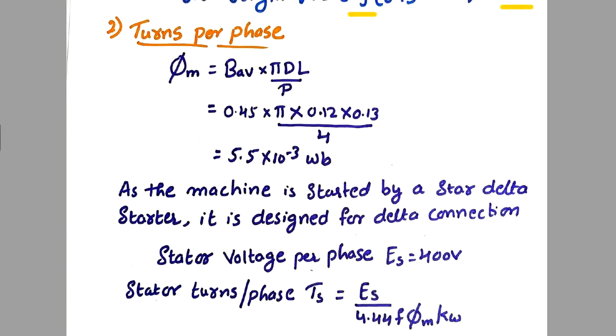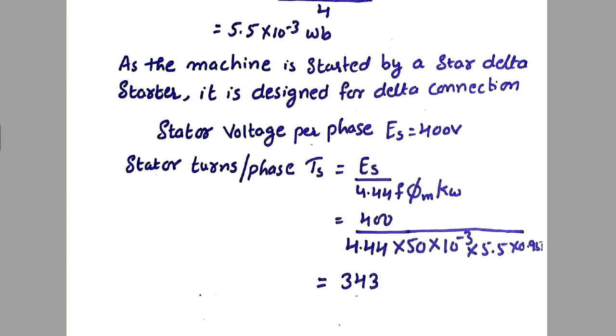So as the machine is started by star delta starter, it is designed for delta connection. Star delta starter means my secondary side or my motor is connected to delta. In delta, my line voltage and phase voltages are same. So stator voltage per phase equals 400 volt.